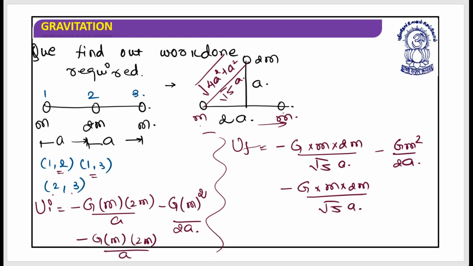Now when I'm going to do this, it's UF minus UI. What would be cancelled out? Look at this. This minus of GM square by 2A, and this minus of GM square by 2A would be cancelled out, and all the remaining terms would be there, because their separations were different. So you know the rest of the task. I hope this is clear.